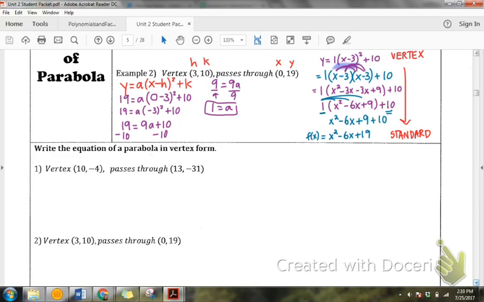This looks like standard form, right? ax squared plus bx plus c. If I were to find the vertex using this, ax squared plus bx plus c, I would get 3 and 10. If I wanted to do opposite of b over 2a here, I would get the same vertex. Some of you are looking at me with wide eyes, okay?